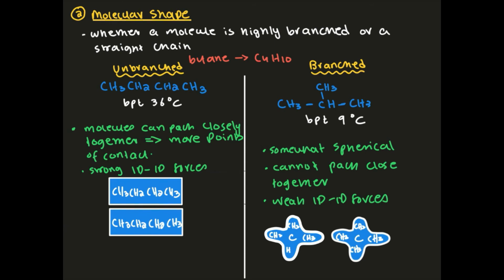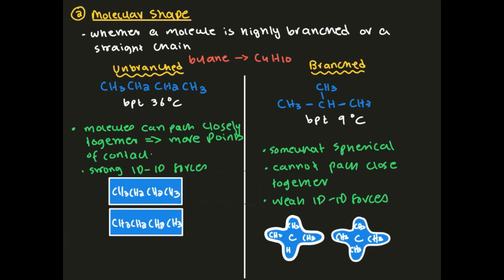The next factor that we're going to be discussing is molecular shape. Now this refers to whether a molecule is highly branched or it's a straight chain. For example, if we look at butane, which is C4H10, it can either be unbranched, which is mainly a straight chain molecule like this, or it can be branched. As you can see, this methyl group over here, CH3, is branched. So this is a branched molecule of butane and this is an unbranched molecule of butane. Now if you look at the boiling point, for this it's 36 degrees Celsius and for the branched molecule it's 9 degrees Celsius. So branched molecules have a lesser boiling point than unbranched ones.